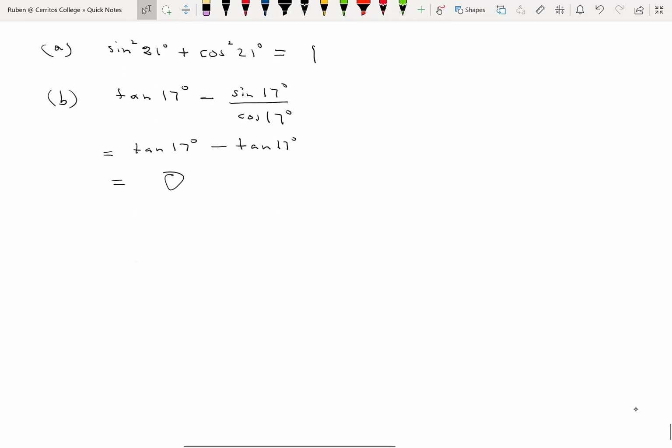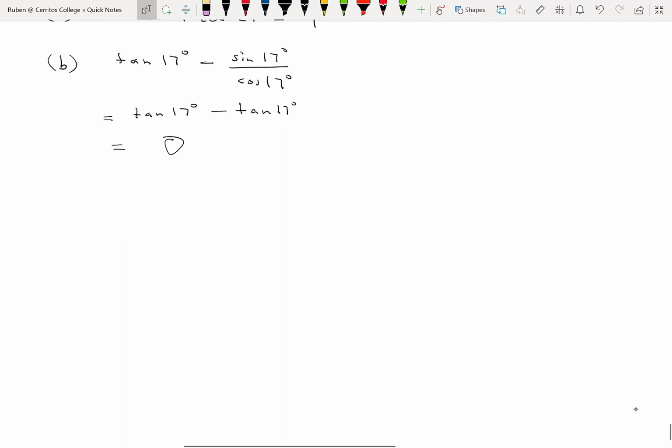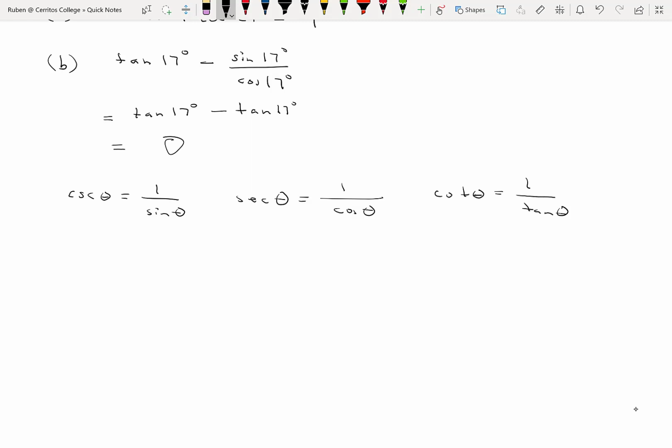Okay. So let's finish up the section. We've learned a few identities so far. We have three reciprocal identities. We have the cosecant of theta is 1 over the sine of theta. We have the secant of theta equals 1 over the cosine of theta. We have the cotangent of theta is 1 over the tangent of theta.